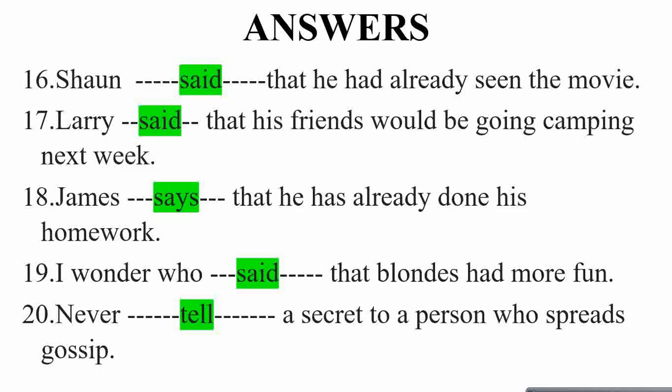James says that he has already done his homework. It's a direct thing, no indirect object afterwards, so just write the word say, and since it is about the simple present, about James, you just make the sentence accordingly.